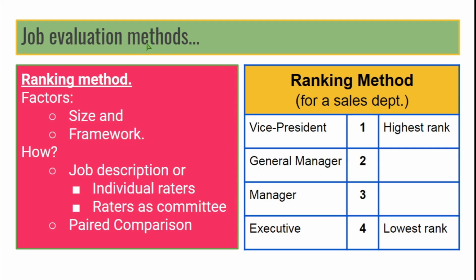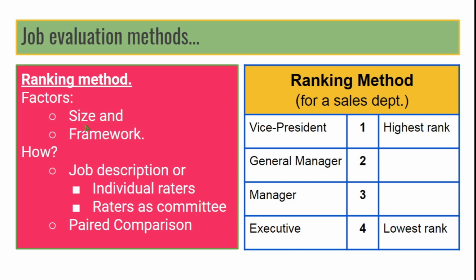The ranking method is the simplest method of evaluating a job. It involves ranking each job in relation to other jobs on the basis of their difficulty level. There are two main aspects or factors of the ranking method. The first is size and the second is framework.